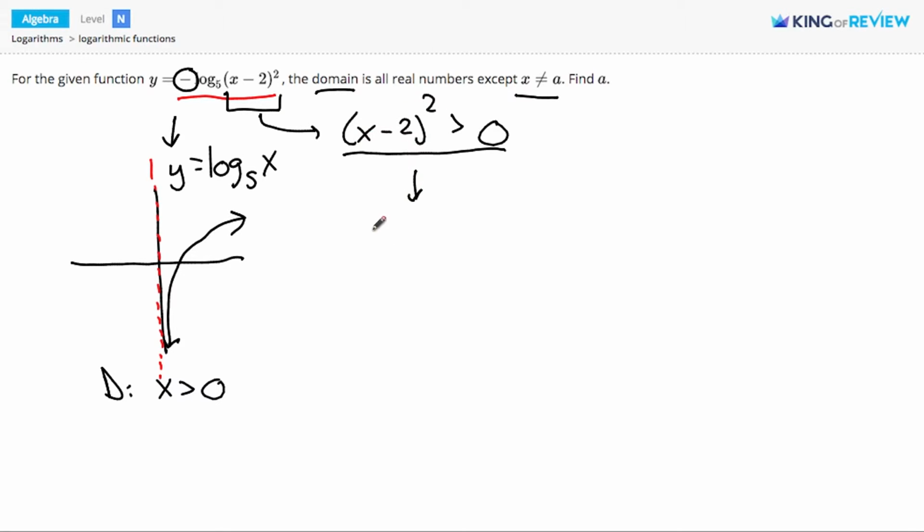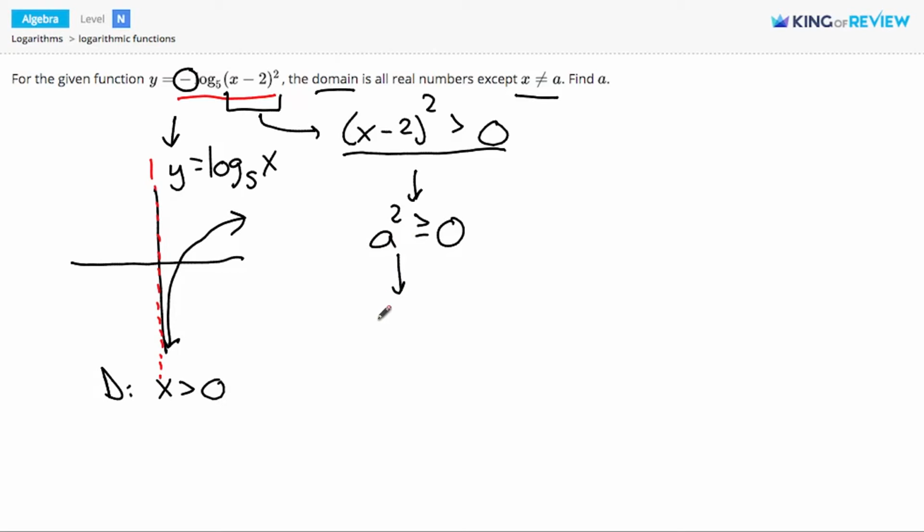Well, this inequality is nice, because (x minus 2) squared is almost always a positive number. If you take any number a and you square it, the lowest number you can possibly get is 0. Some number squared is always at least 0. In fact, it's only equal to 0 if a is 0. And therein lies the issue for us.